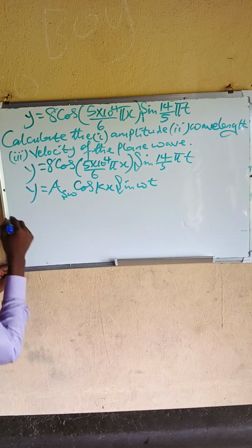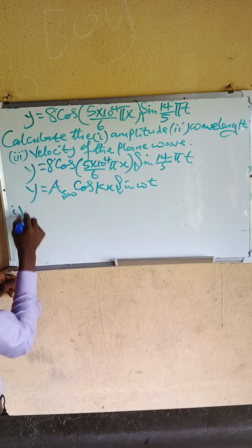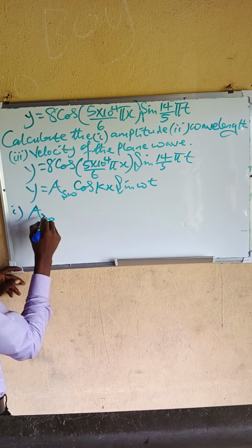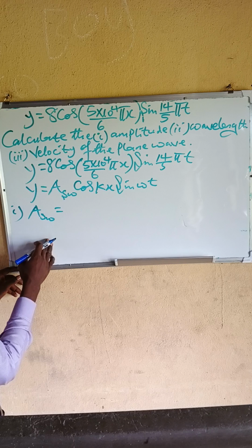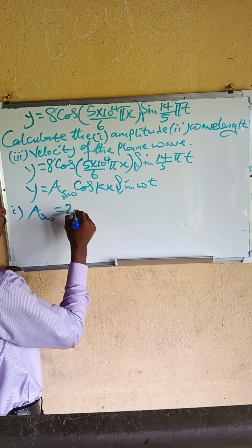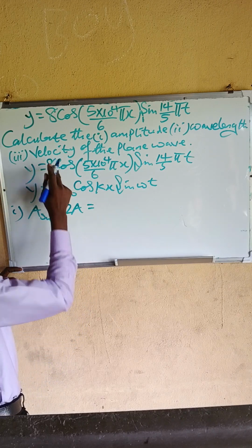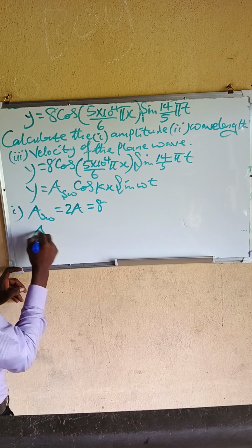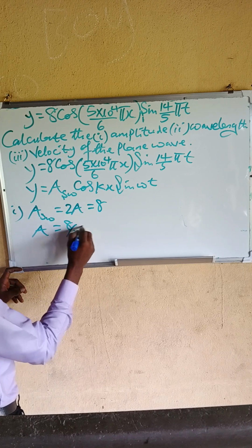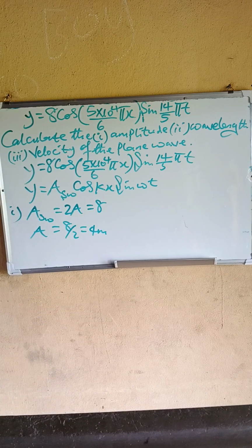Now the first question is the amplitude. This one corresponds to this, so this is the amplitude. But remember that the amplitude of a stationary wave is given as 2 times the amplitude of a progressive wave, which is given as 8. And this A will give us 8 over 2, which is 4 meters. So this amplitude here is 4 meters.